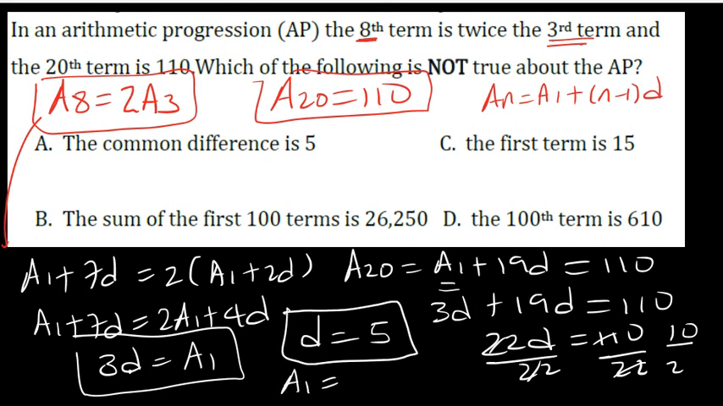We can substitute the d here. 5 times 3 will be 15. Correct. We have got the 2. The a and the c are correct. Now we need to check b or d.